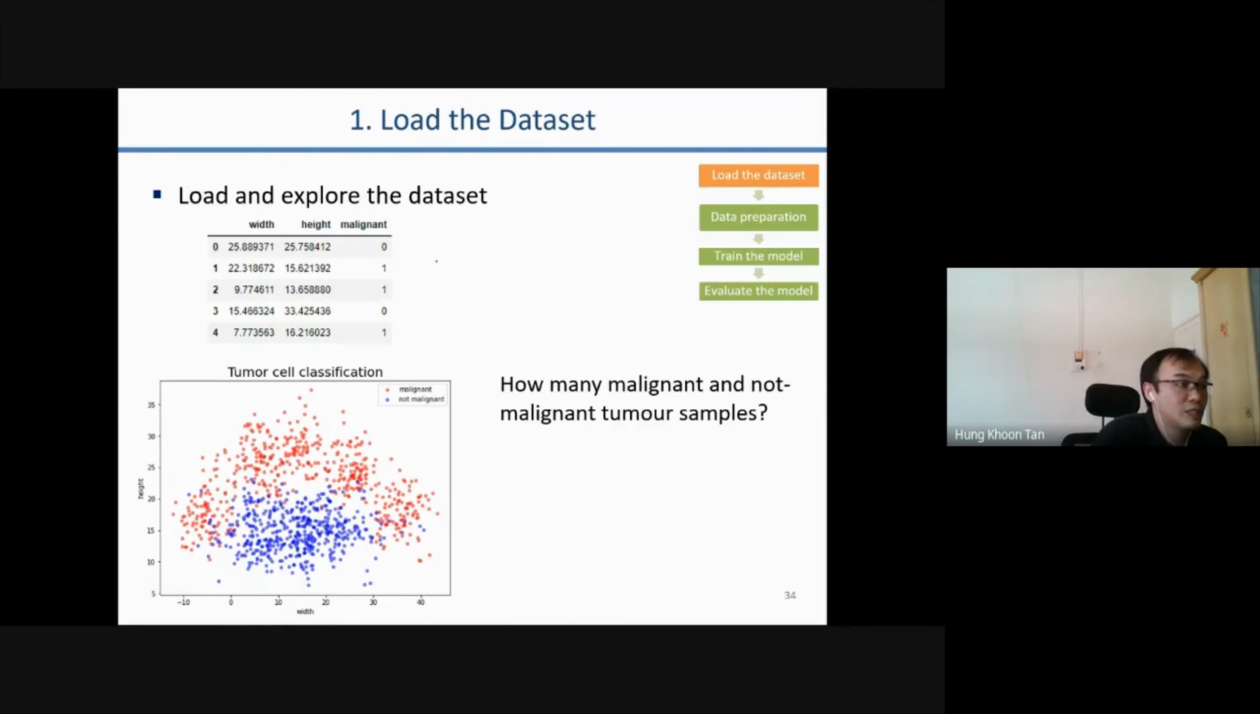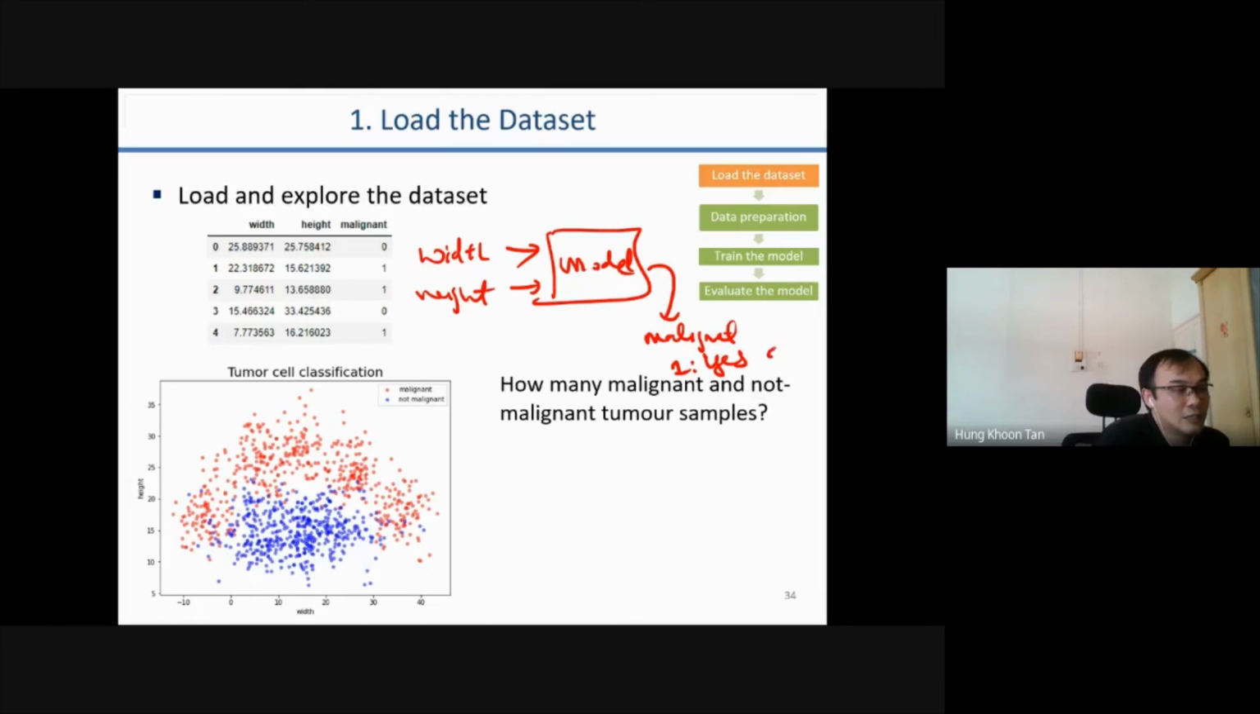Just to show you what it means, here you have the width and the height, and you throw it to this model here, and the model will tell you whether it is malignant or not. So 1 means yes, 0 means no. So what is this model really training? It's actually learning a line.